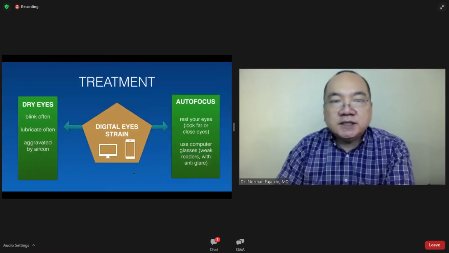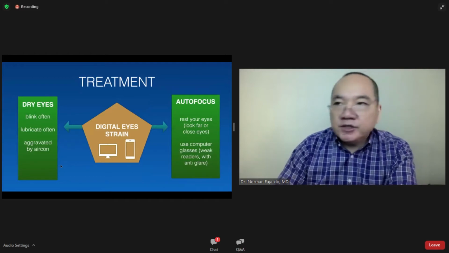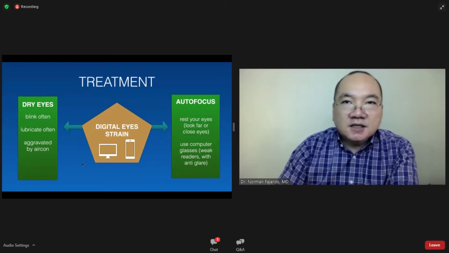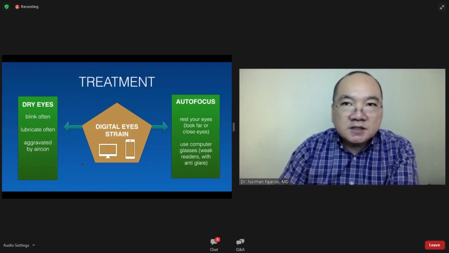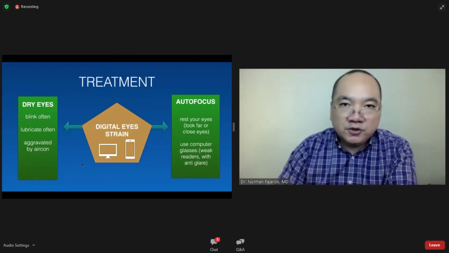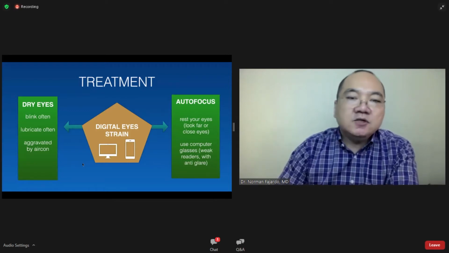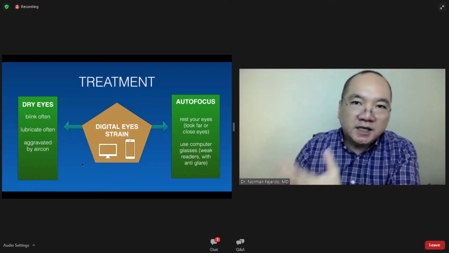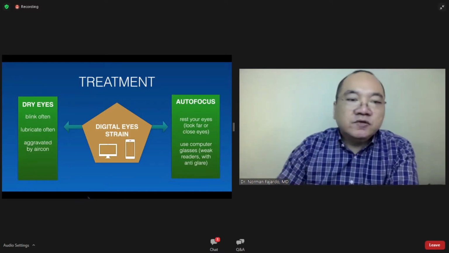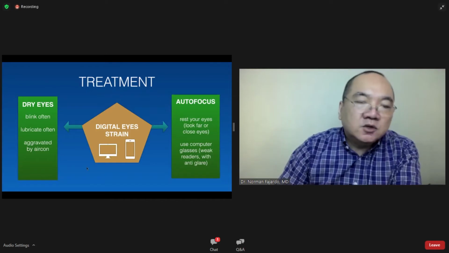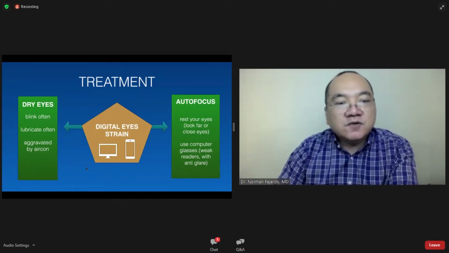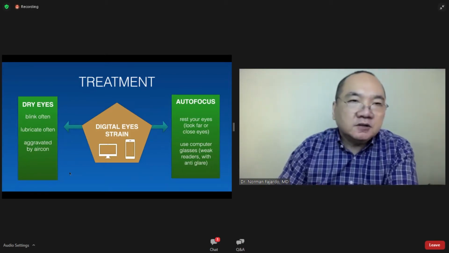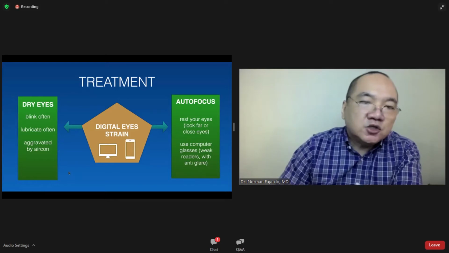So how do we treat it? For dry eyes, we encourage patients, or we encourage subjects, to blink more often. As I mentioned earlier, our cornea is the windshield of your eyes. If you're driving and your windshield is dry and you activate the wiper, it will create a noise. But if you lubricate the windshield, it will be smoother. So you also want to lubricate often using artificial tears. And if you're working in an aircon room for a long period of time, it aggravates the dryness of your eyes.